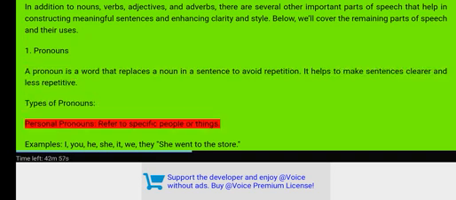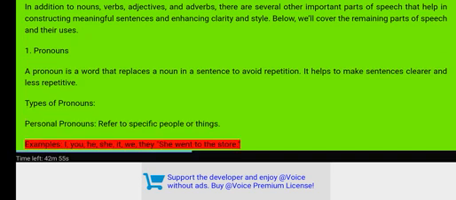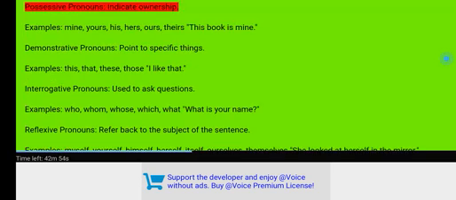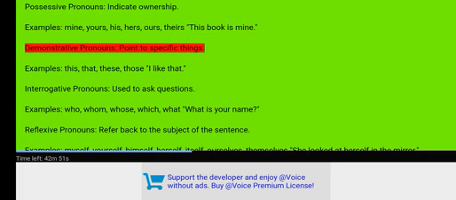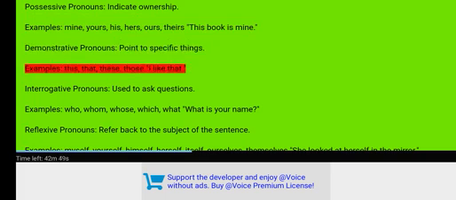Types of pronouns. Personal pronouns refer to specific people or things. Examples: I, you, he, she, it, we, they. She went to the store. Possessive pronouns indicate ownership. Examples: mine, yours, his, hers, ours, theirs. This book is mine. Demonstrative pronouns point to specific things. Examples: this, that, these, those. I like that.